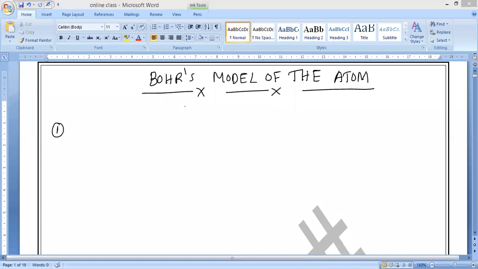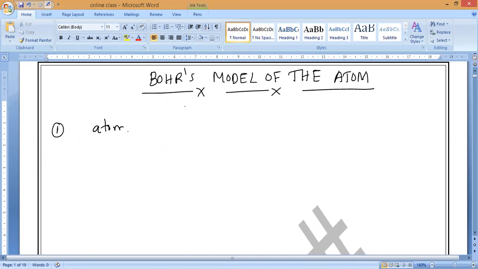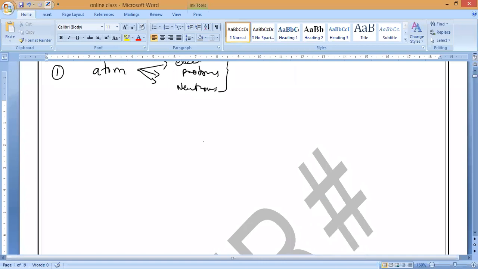He said that an atom is made up of three particles. Every atom, if we take, is made up of three particles. What are those particles called? Electrons, protons, as well as neutrons. So he said that every atom is made up of three subatomic particles, which we call electrons, protons, and neutrons. This is the first point suggested by Mr. Niels Bohr. That is what we can say is Bohr's atomic model.